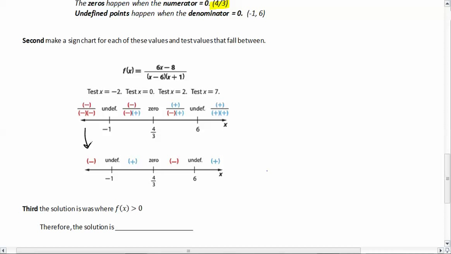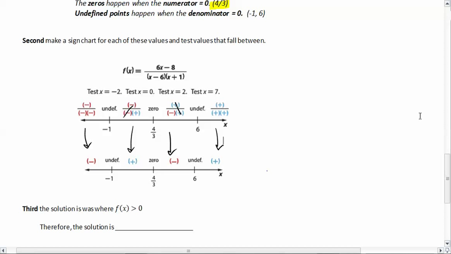The next step is to plug in a value between -1 and 4/3. You could plug in 0, for example, and you're going to get a negative over a negative times a positive. Those negatives are going to cancel out, and we're left with a positive. On the interval from 4/3 to 6, you plug in 2 or 3, and you get positive over a negative times a positive. We have an odd number of negatives, so we end up with a negative. The last one is positive over positive times positive, which means we have a positive.